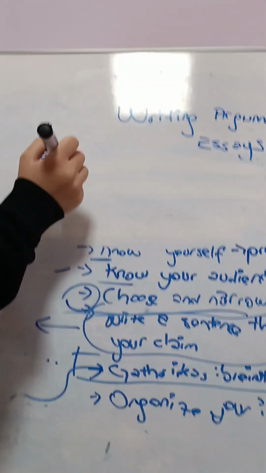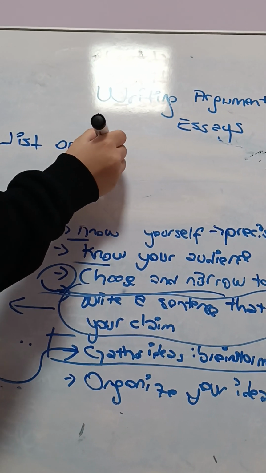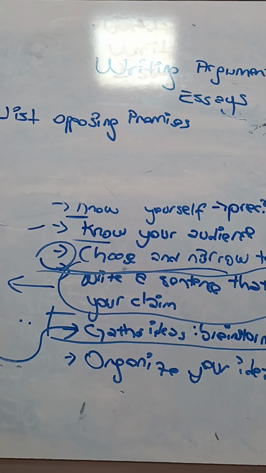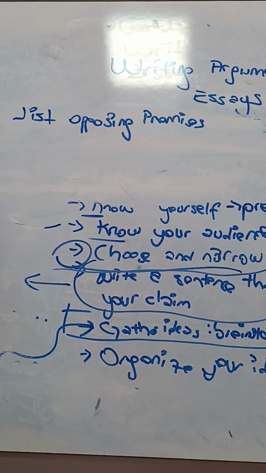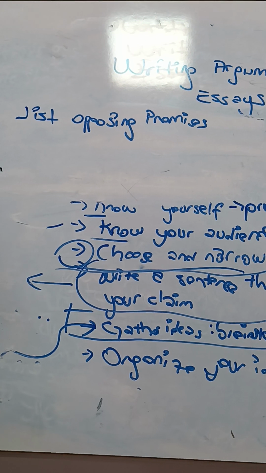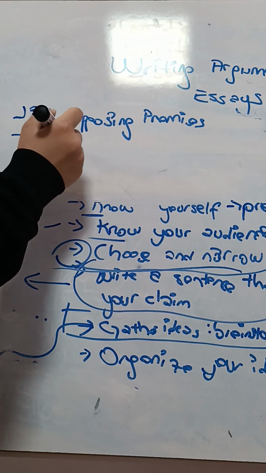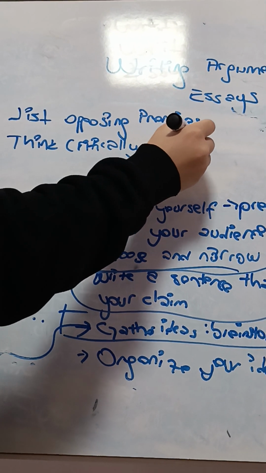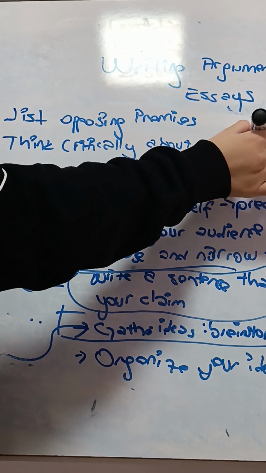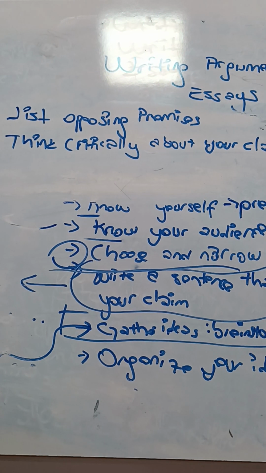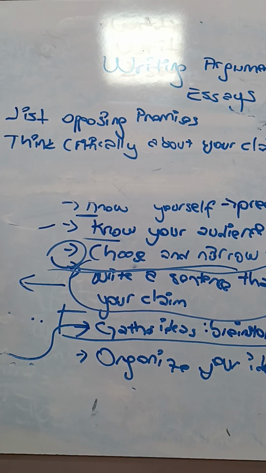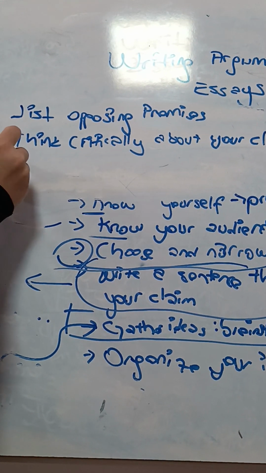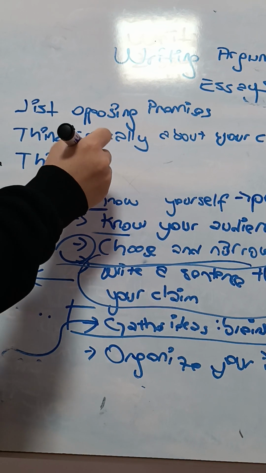List opposing premises. Second, write down as many premises as you can think of that oppose your claim. Think critically about your claim. Are you overgeneralizing in any way? Are there any exceptions to your claim? Think on paper.